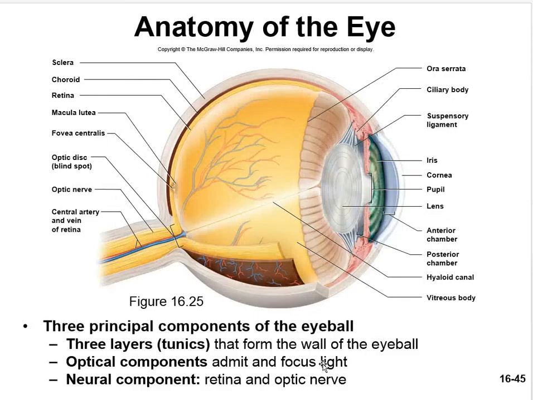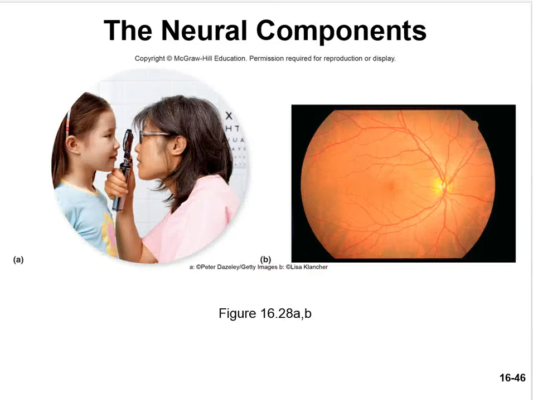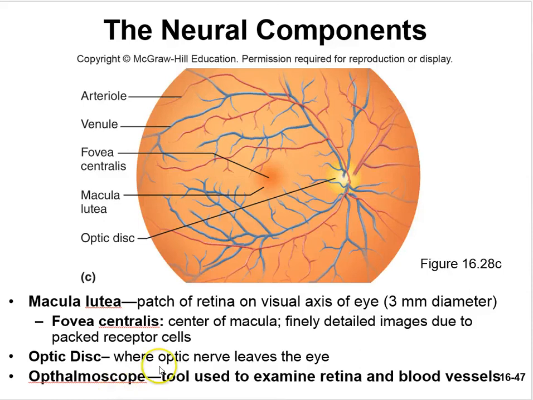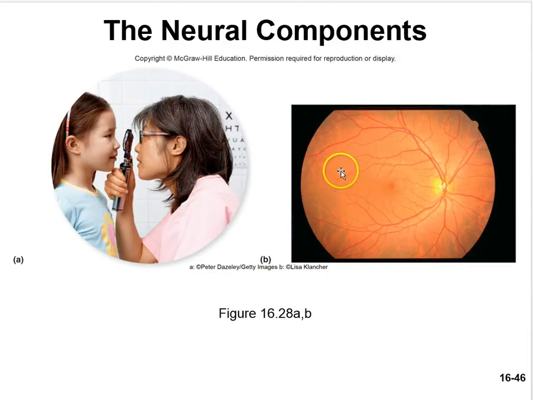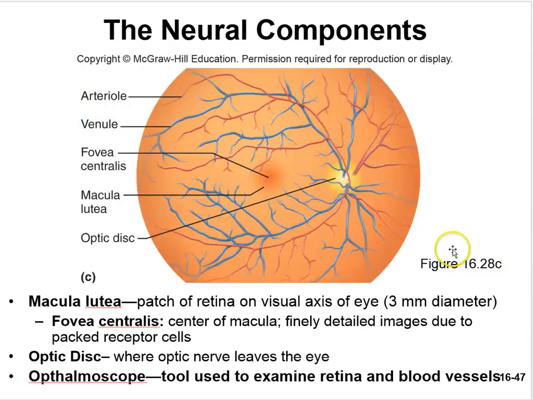And I've included this diagram of the anatomy of the eye. There are three principal components of the eyeball. The optical components emit and focus light, the neural components are the retina and the optic nerve, and the tunics form the wall of the eyeball, which consists of 3 layers. Here's a neat picture of someone using an ophthalmoscope, listed right here, to see the retina of the eye.